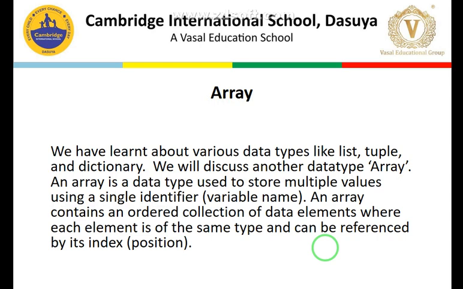Array, so you know that an array is there to store elements of homogeneous type, means data of the same type, and multiple values share a single identifier or variable name. Another important point is that an array contains an ordered collection of data elements. We took the example of a dictionary that was unordered, while a list was ordered. So again, an array is an ordered collection of data elements, where each element is of the same type and can be referenced using the index position. So we'll focus a bit more on the index today also.